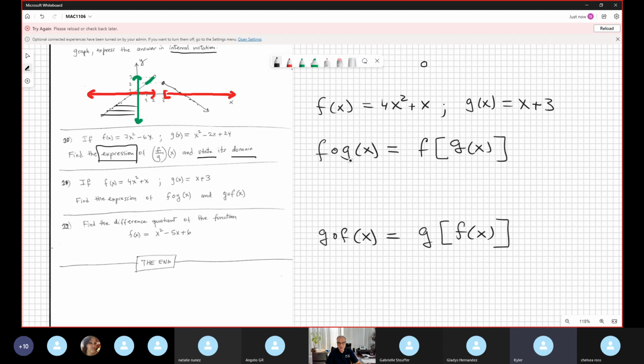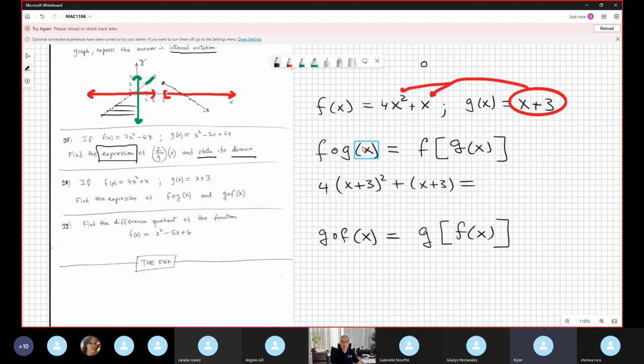Okay, so what is the interpretation? Well, the interpretation is I take this and replace here and here. Okay, so now we have 4 times x plus 3, no x anymore, x plus 3 is squared, plus x plus 3. You replace the x in f for the entire g, which is x plus 3. And leave it like that?